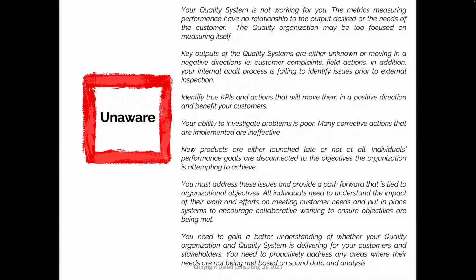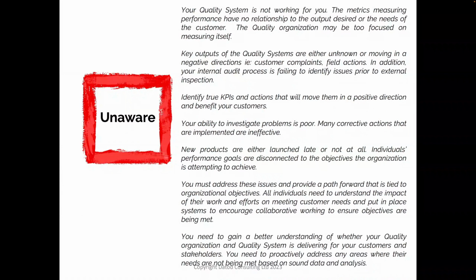So an organisation sitting at the bottom, unaware, has a quality system that is simply not working for them. The metrics that they are measuring have no relationship to the aspects the customers deem important, and very often the quality organisation is very focused upon measuring itself and its own activity. Very often the metrics are either not measured at all, or they're moving in the wrong direction in terms of aspects the customers feel are important. So customer complaints and field actions are heading in the wrong direction, and very often the internal audit process is failing to pick up these issues internally prior to external inspection.